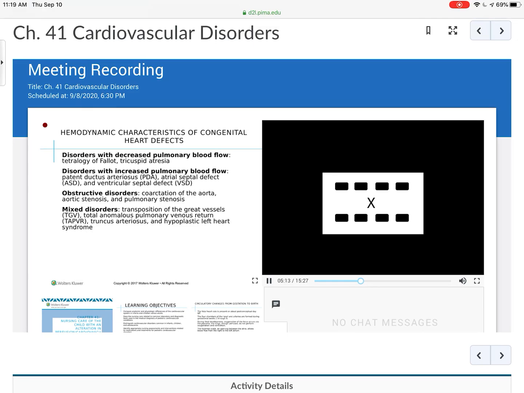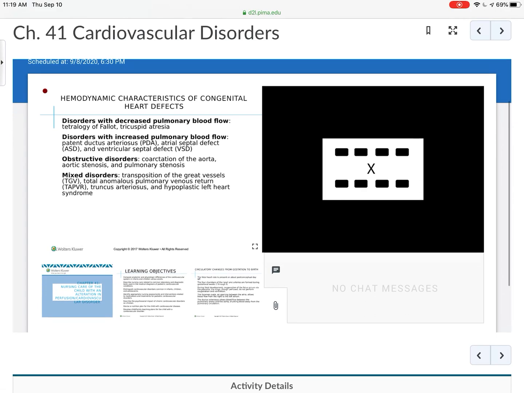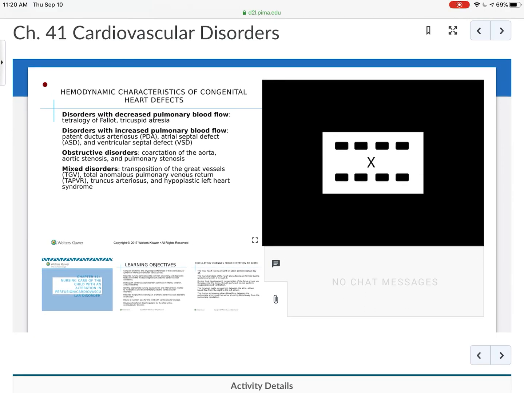We talk a little bit about categorizing them. I don't expect you to remember all these different heart defects, but decreased pulmonary flow is when we see tetralogy of Fallot, which is the combination of 4 different heart defects. Those children usually have a lower oxygen saturation. Disorders with increased pulmonary flow include patent ductus arteriosus, where the duct should close but is still open, and atrial septal defect and ventricular septal defect. We see those in the adult world too.